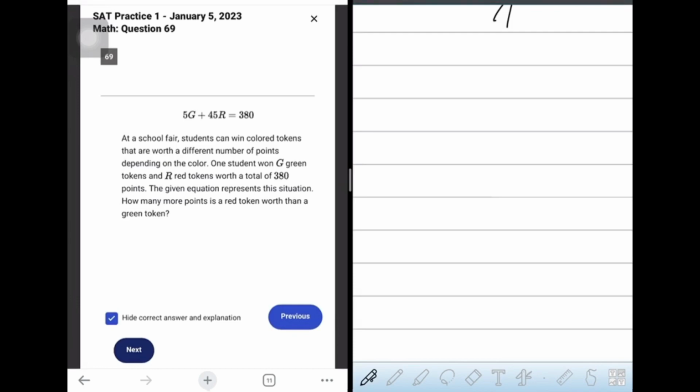So they ask how many more points a red token is worth than a green token. It means you will calculate the difference between green and red. So you see 5 and 45, so we just take 45 minus 5, and then 40. Yeah, the difference between the two types is 40.